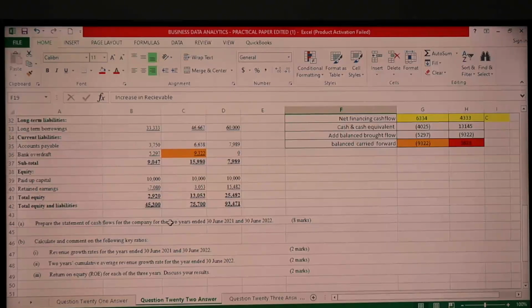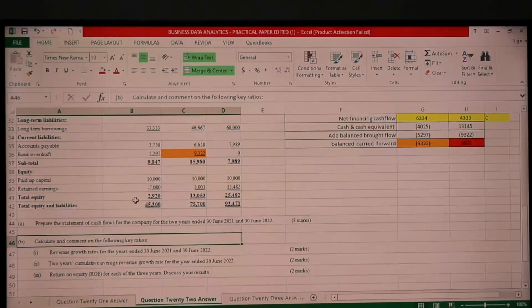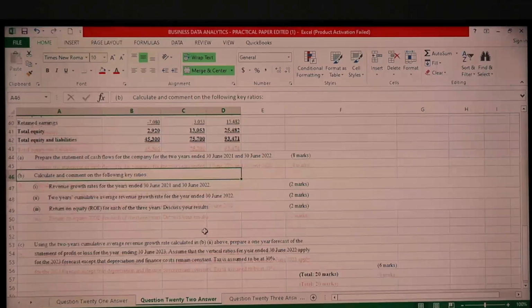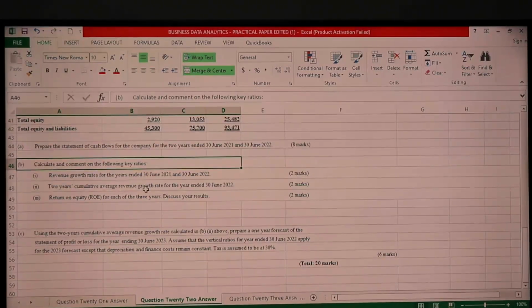Then you move to the next question. You are told to calculate and comment on the following key ratios. So you are supposed to compute the revenue growth rate for the year ended 30th June 2021 and 30th June 2022. So here you're supposed to formulate a small worksheet.